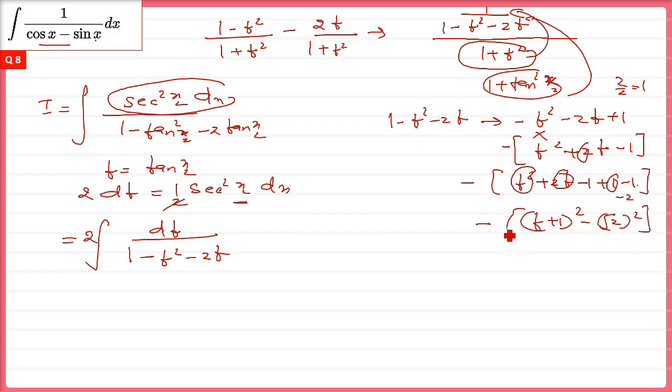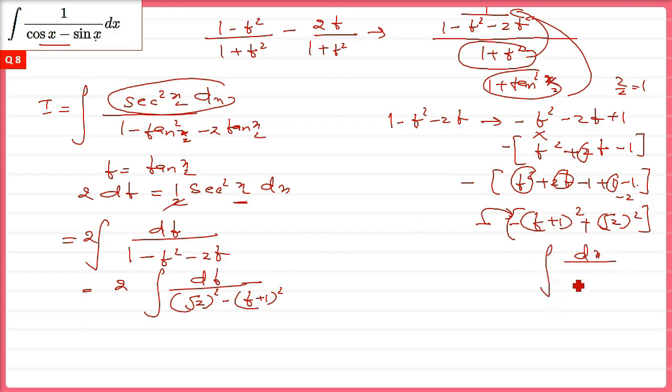Now since it is negative outside, you can just swap these two terms with the sign, and this will form dt divided by root 2 whole square minus t plus 1 whole square. So what is the formula we got? We got dx by a square minus x square, and you already know how to write this in the integrable form. So 1 by 2a, and 1 by 2 is already there. What is 2a? a is root 2 here. So 1 by 2 root 2.